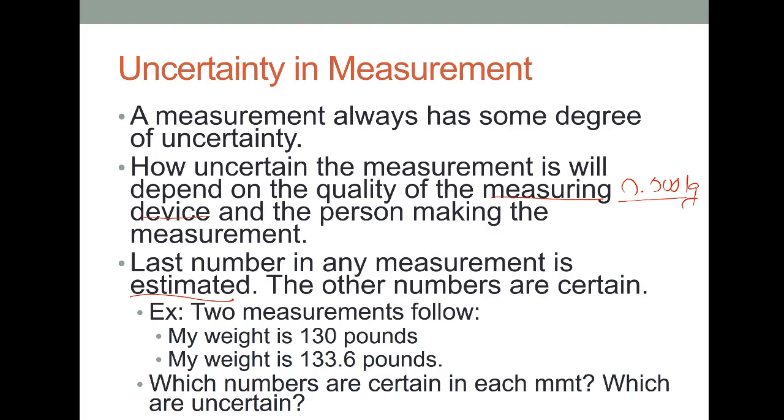So if I have two measurements here, and I get on the scale and it says I weigh 130 pounds, that 0 is an estimate, even if it's digital. This one where it says 133.6, that 6 is my estimate. And the difference between them is the quality of the device you're using. This kind of scale is going to be more expensive than that one.